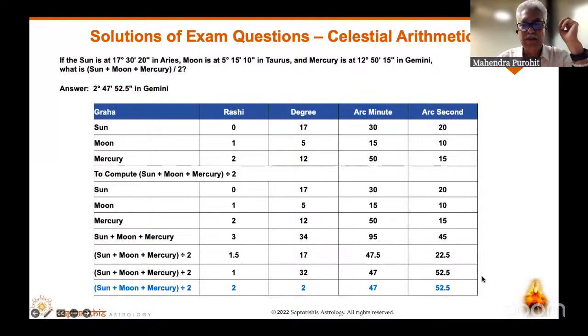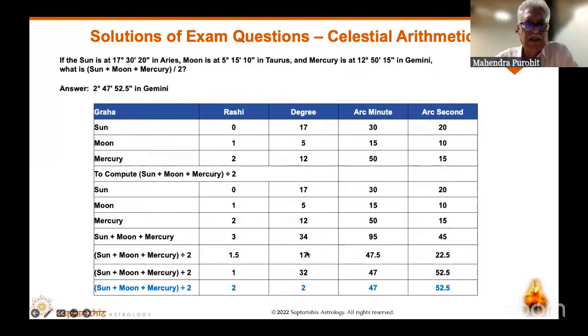Now, why I took this example is that 0.5 will remain like this only. Since this 47.5 has to be converted into an integer, you take 0.5 from here to that side. The decimal part in the example I took has to be multiplied by 60. So 0.5 multiplied by 60 will give you 30. So 30 you will add to this. This will become 52.5 and this will remain 47 only.